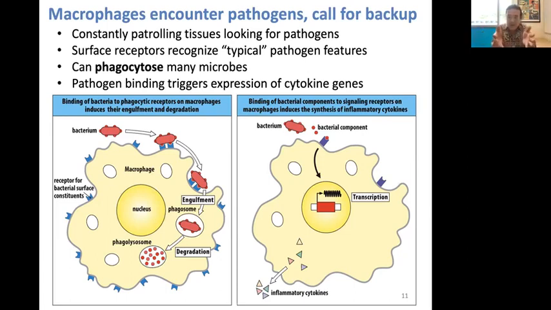So the macrophage is very much our mall cop, right? On patrol. It's constantly patrolling our tissues, looking for pathogens. It has receptors on its surface. So these little blue things are certain proteins that are the right shape to recognize those generic pathogen features.